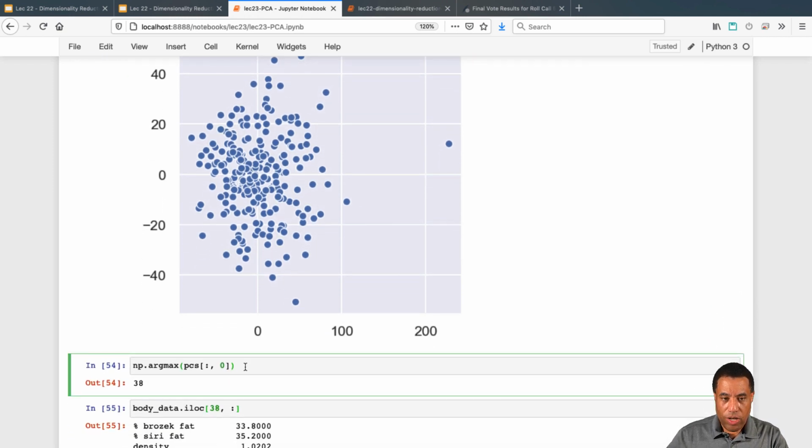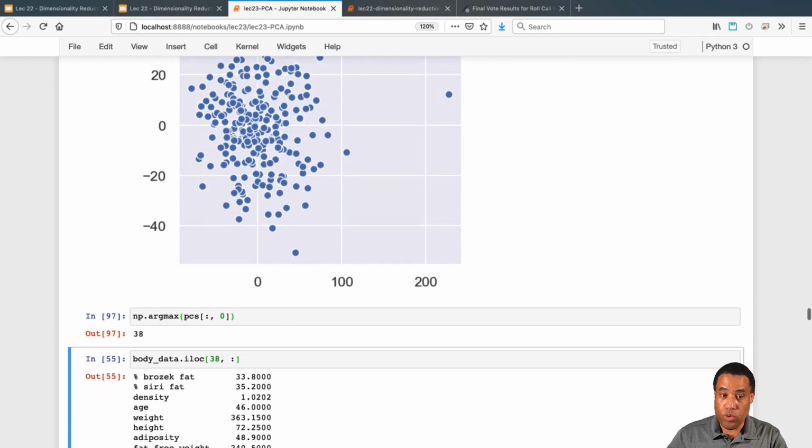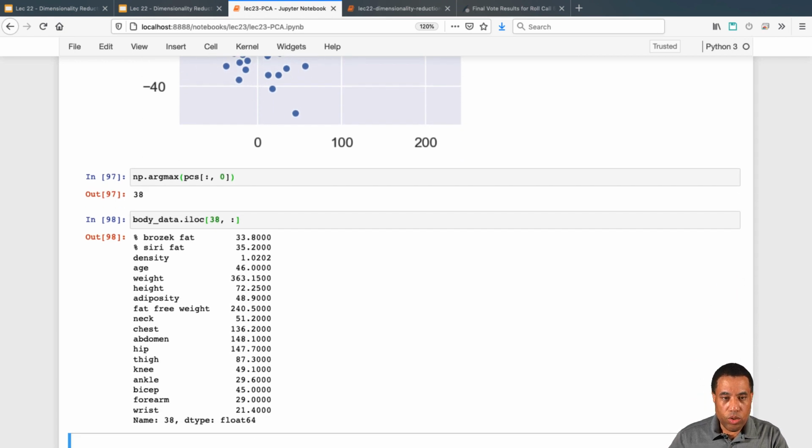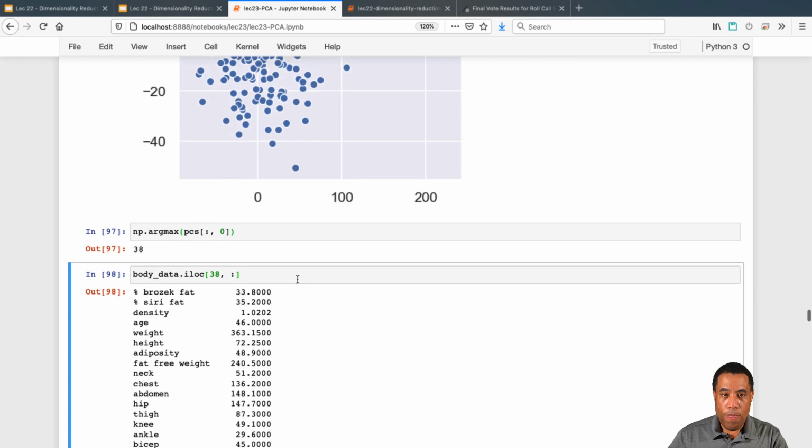So we can just identify who that largest person on our principal component 1 is, and it's observation 38. And so we can actually look at individual 38's data. And what do we see? Well, when we look at this, the thing that really pops out is their weight is very large, 363. And similarly, the fat-free weight also is very large. And many of the measurements also are large. So this is an interesting individual, and maybe we should look further into this individual.